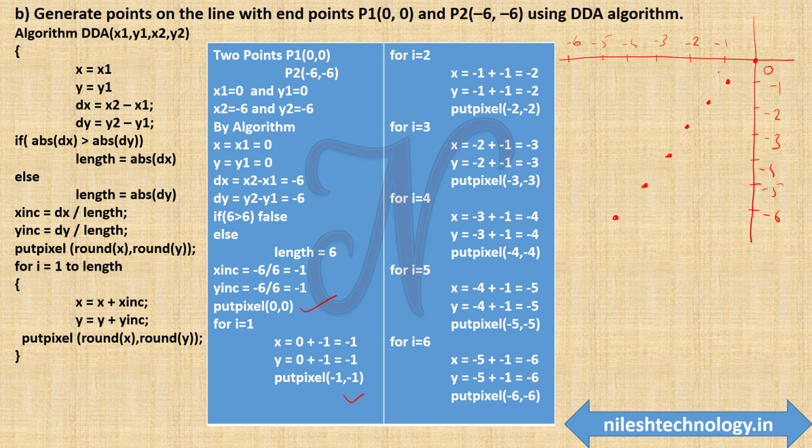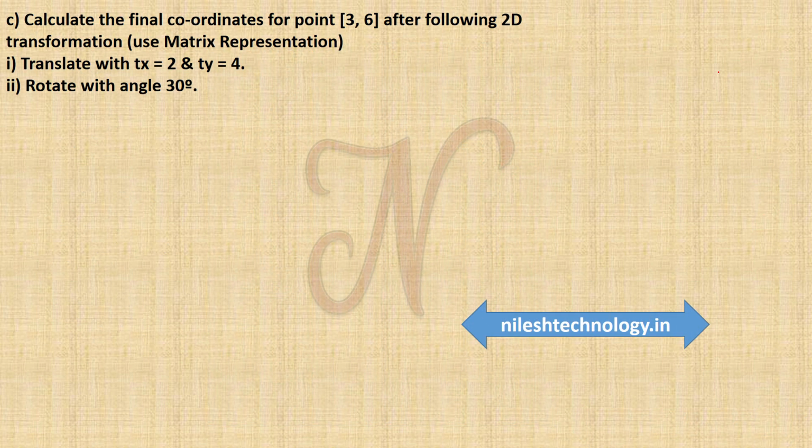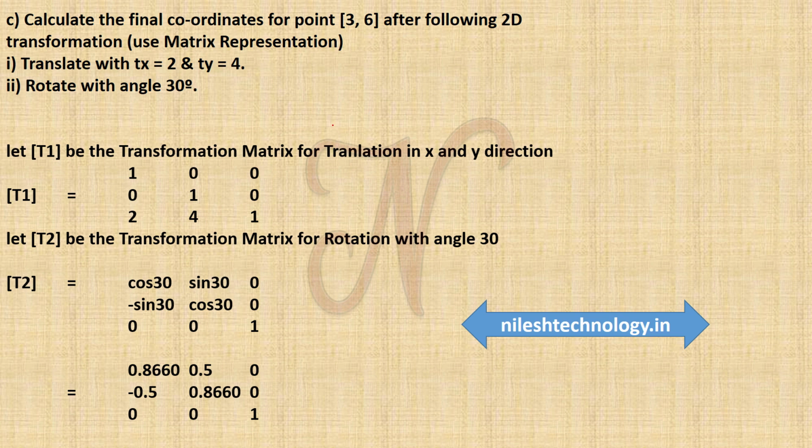Okay, so going to the next section. This is your third question. Calculate the final coordinate for the point 3, 6 after following the 2D transformation using the matrix representation. So see here, translate with Tx 2, Ty 4 and then rotate with angle 30 degree. First we see what the transformation matrix is. T1 is the transformation matrix for the translation in x and y direction. So this is your translation matrix.